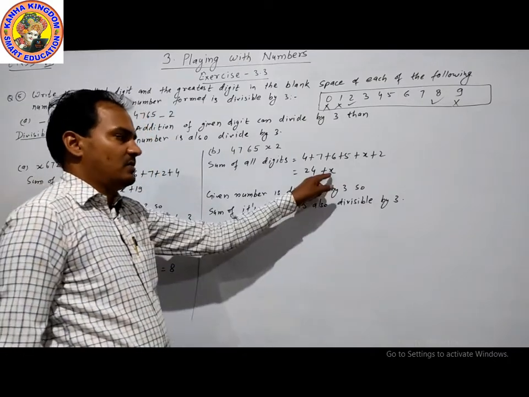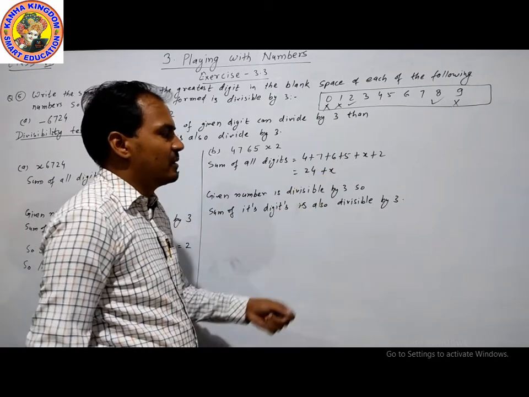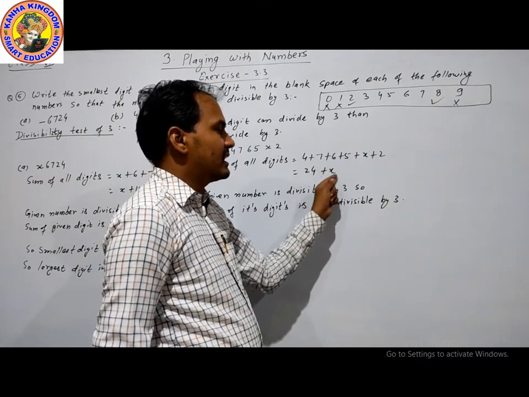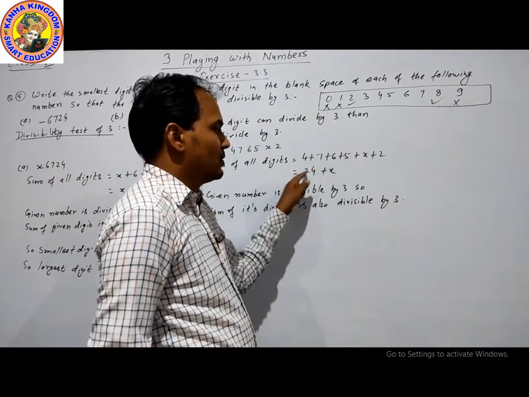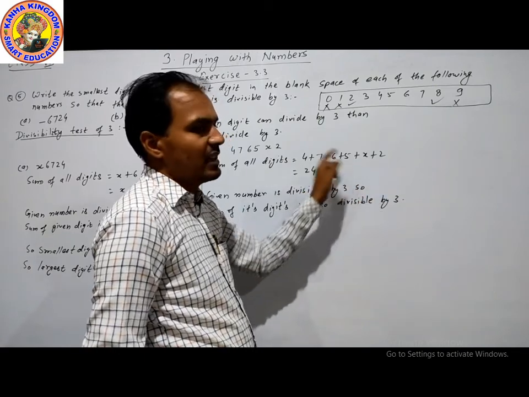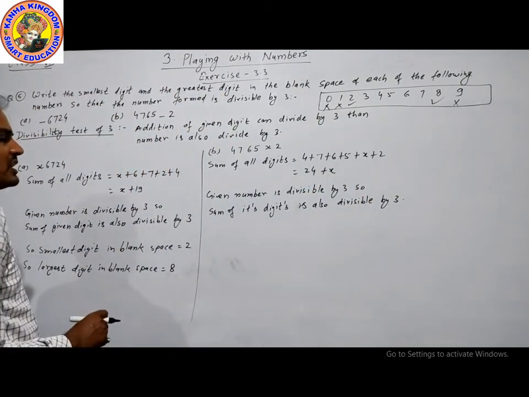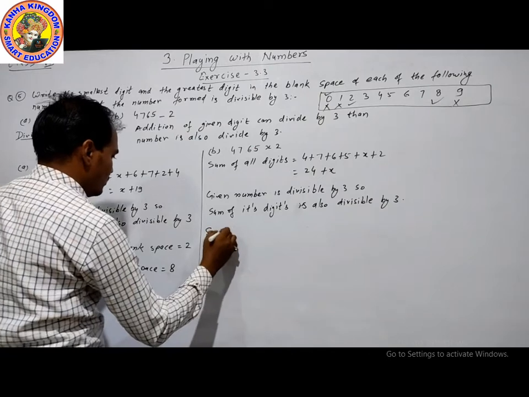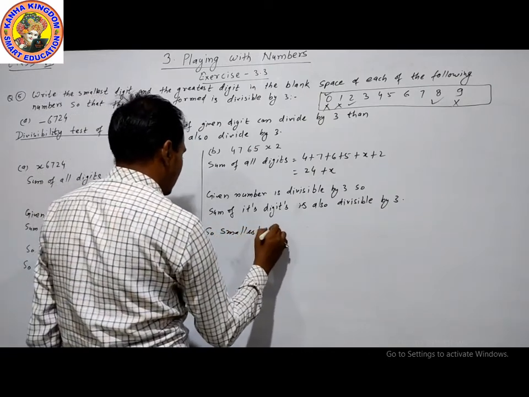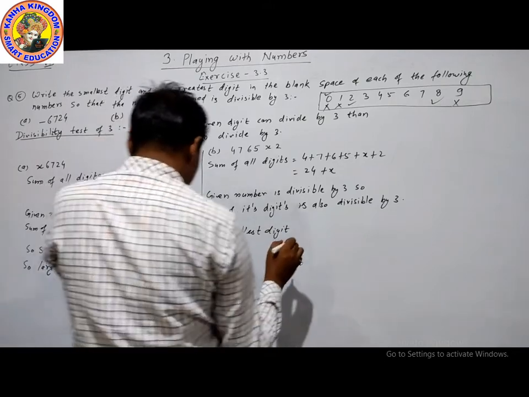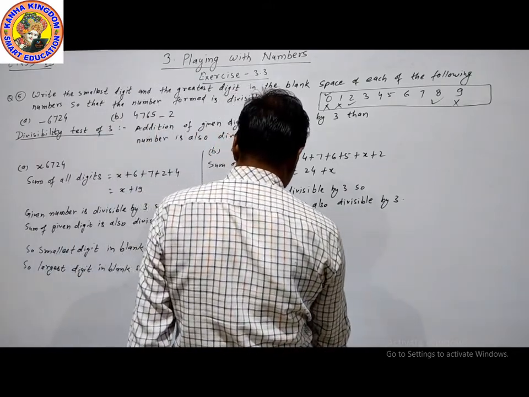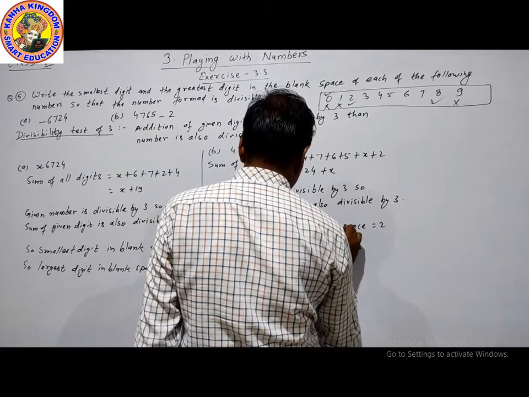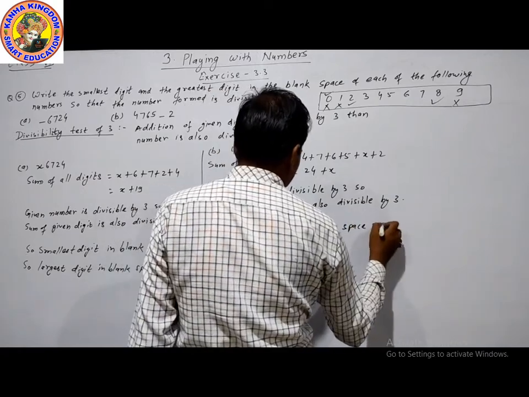For what value of x is the sum divisible by 3? 24 is divisible by 3. So for x we can use 0. 24 plus 0, the answer is 24. 24 can divide by 3. So first of all, the smallest digit is 0. 0 is correct. So the smallest digit in the blank space is 0.